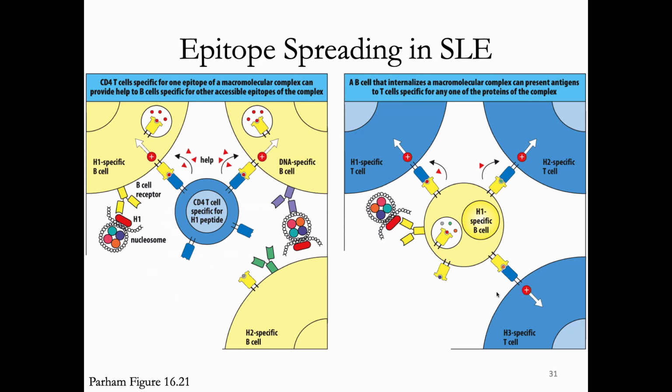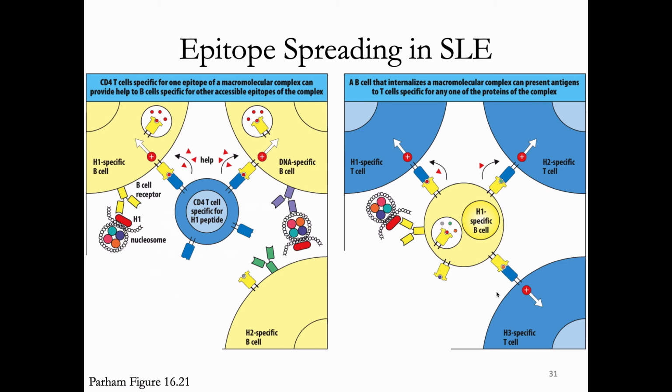And we can spread from having one problematic B cell to multiple problematic B cells through this epitope spreading. And so then we can see that, in fact, this T cell that's specific for H1 peptide could help out many different B cells that have internalized this complex and activate them all. And so we can see this massive role for epitope spreading.